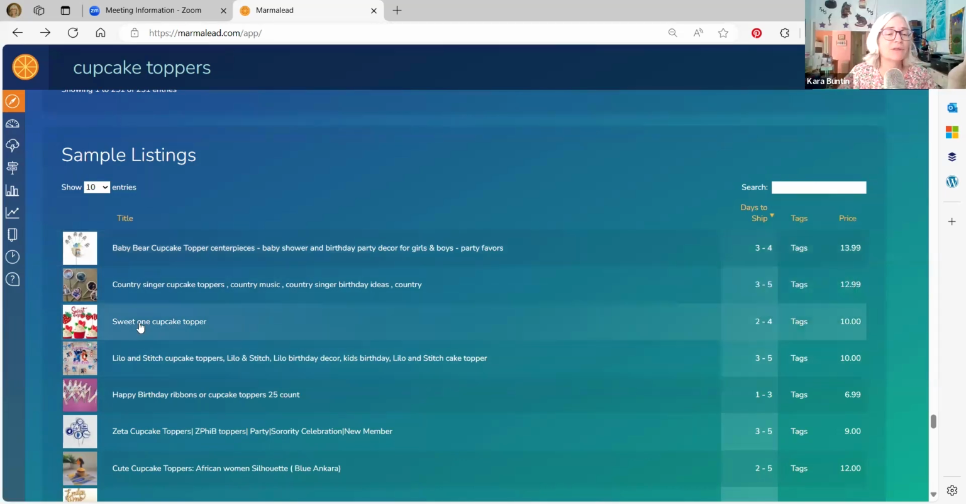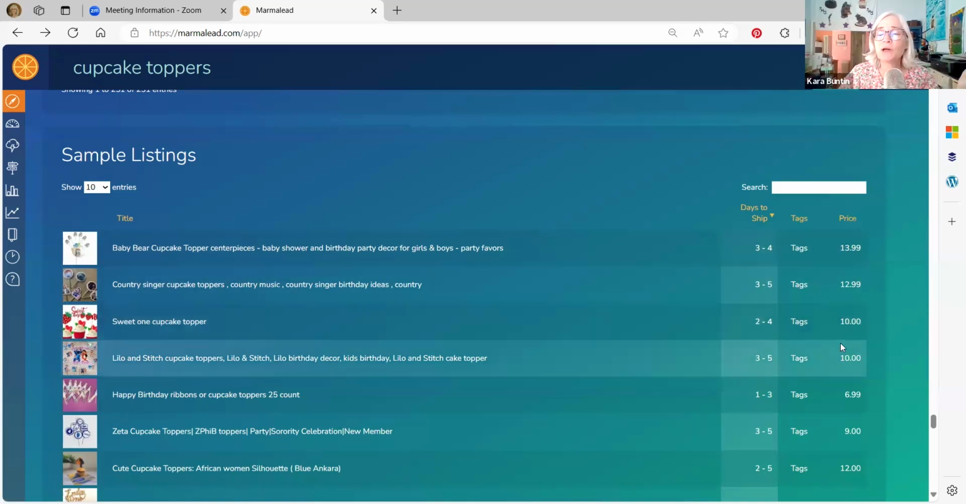Like, let's say that I have these little strawberry cupcake toppers also, or something with strawberries. And sweet one, I hadn't thought of sweet one, but now I can go and look up to see if that's actually a baby shower theme. And it very well could be that I don't know about. So this will give you ideas to do your own research, and then you can go from there.